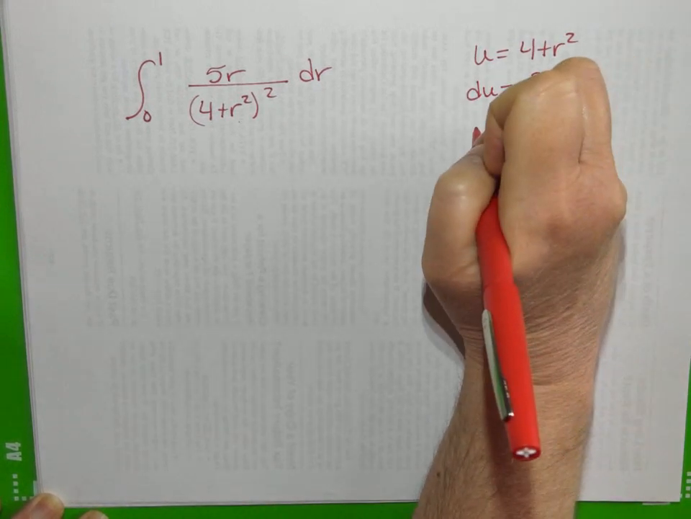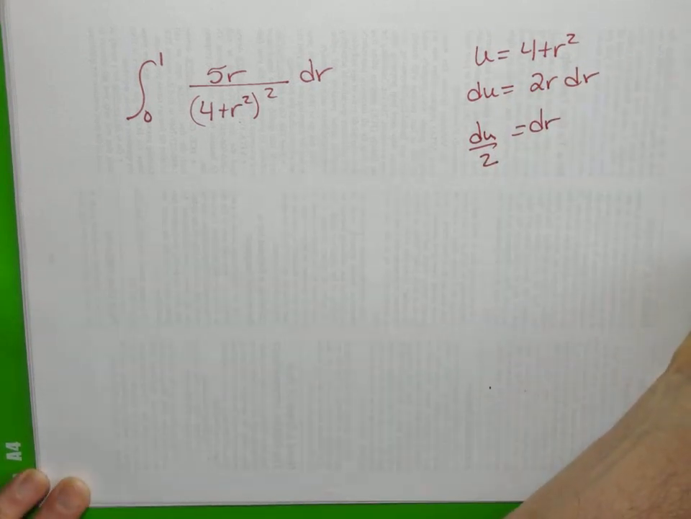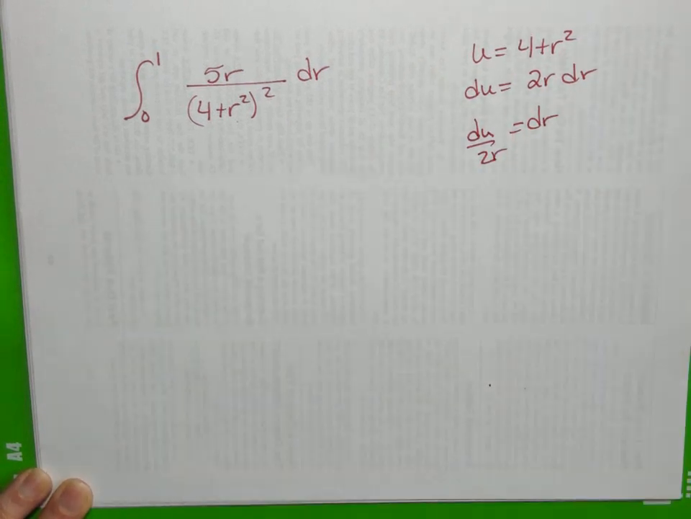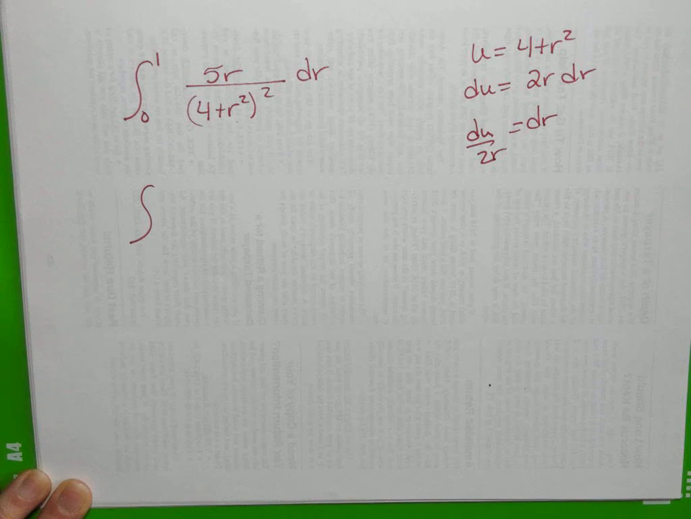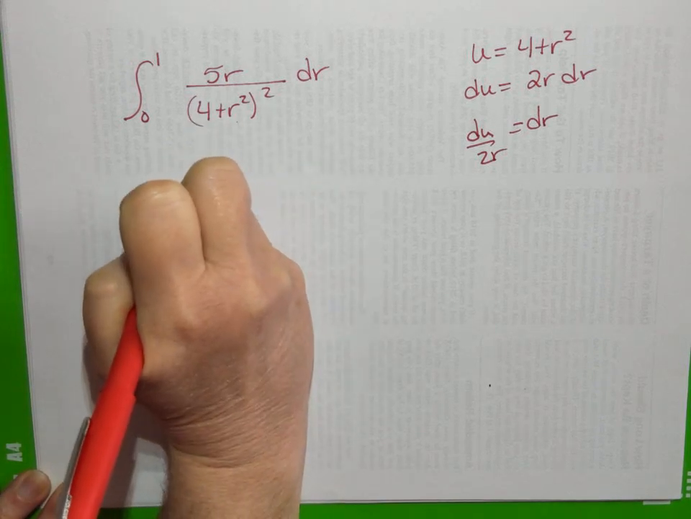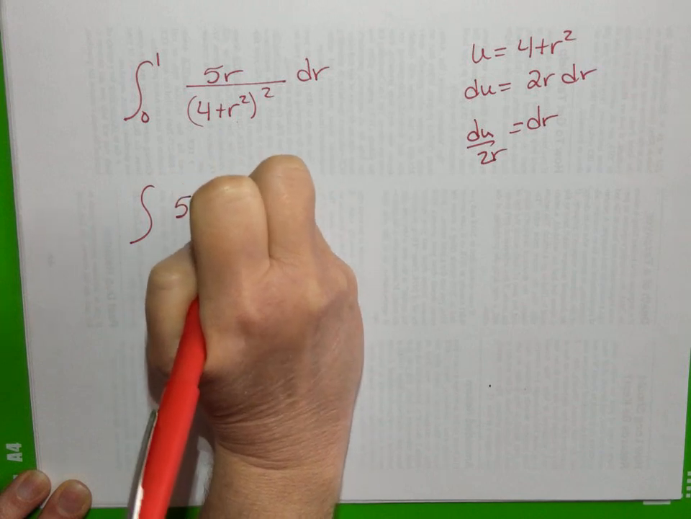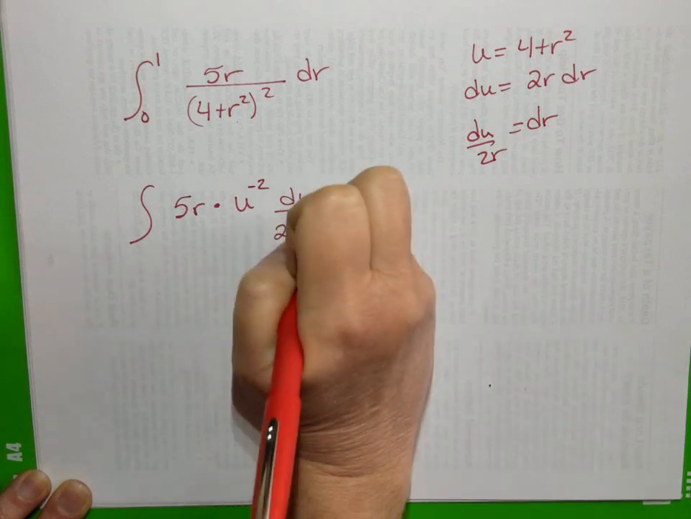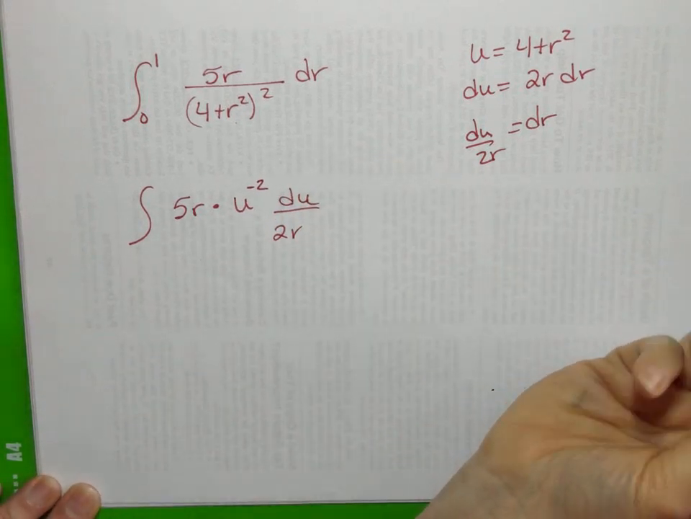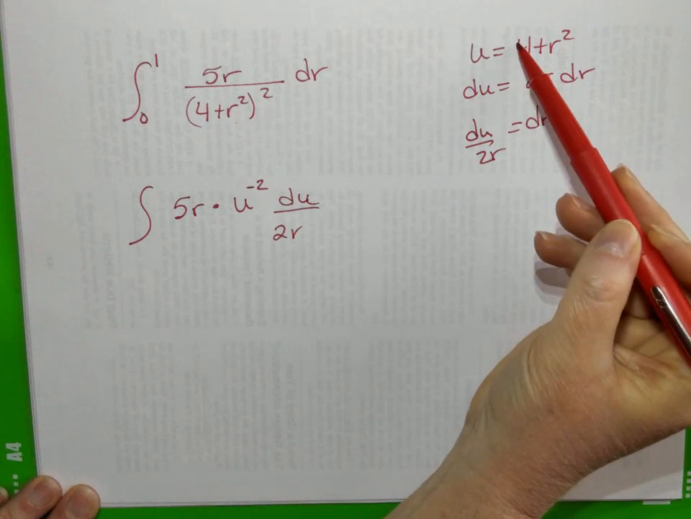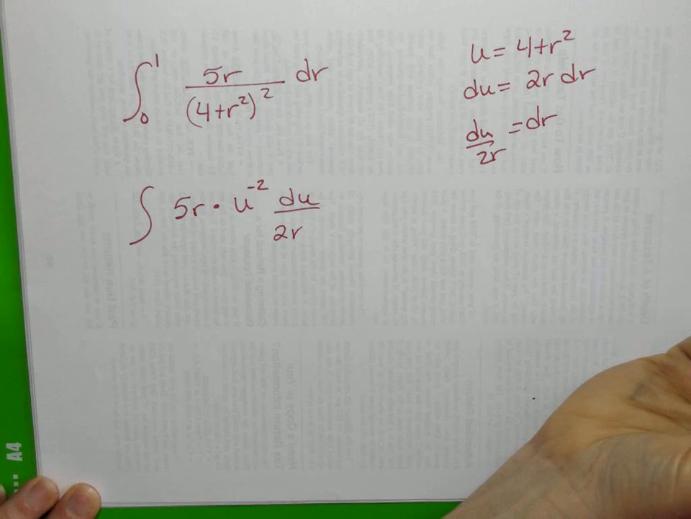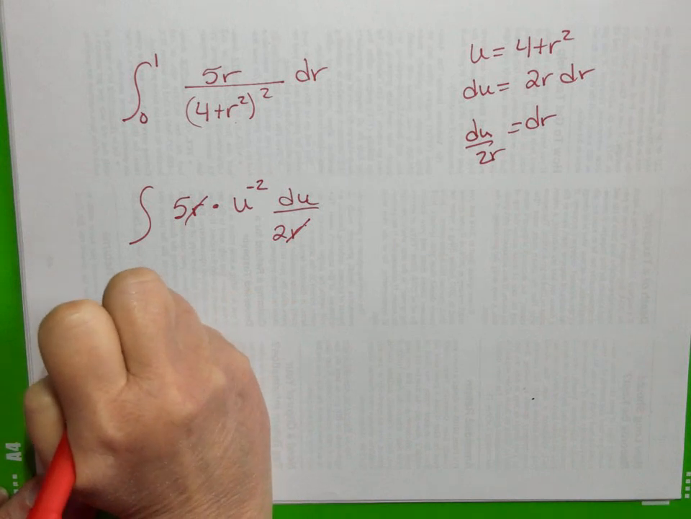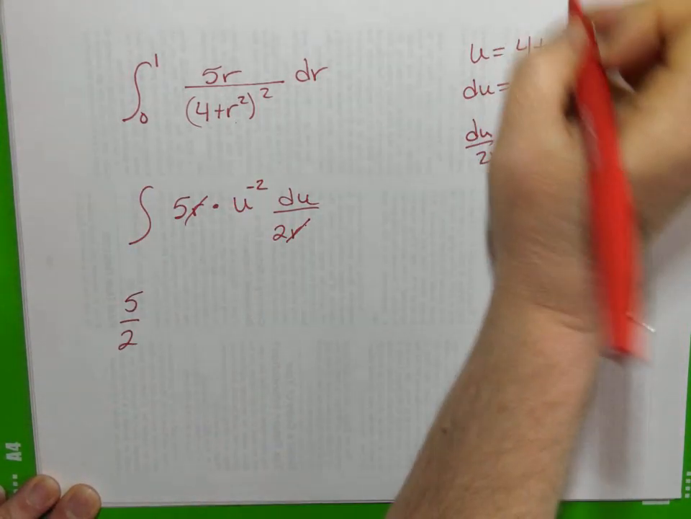So dr is du over 2r. Okay, this 5 is just a constant, so it's okay. All right, so I'll fix my boundaries in a minute. If you want to think about this like this, it's 5r times u to the -2 du over 2r. That was a big step there. Let's make sure that makes sense to you. I replaced this with u. I brought it to the top, making it a negative exponent. I can cancel the r's, and the 5 and the 2 can come out in front. Notice I've not put the boundaries on there yet. I got to fix those.